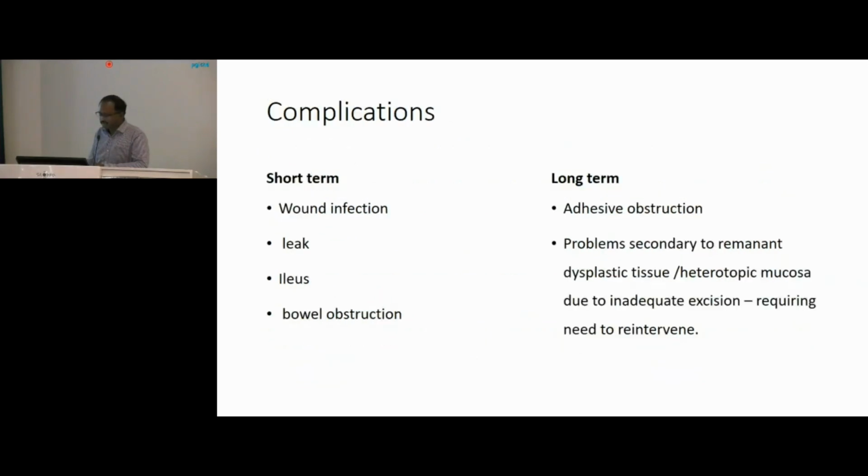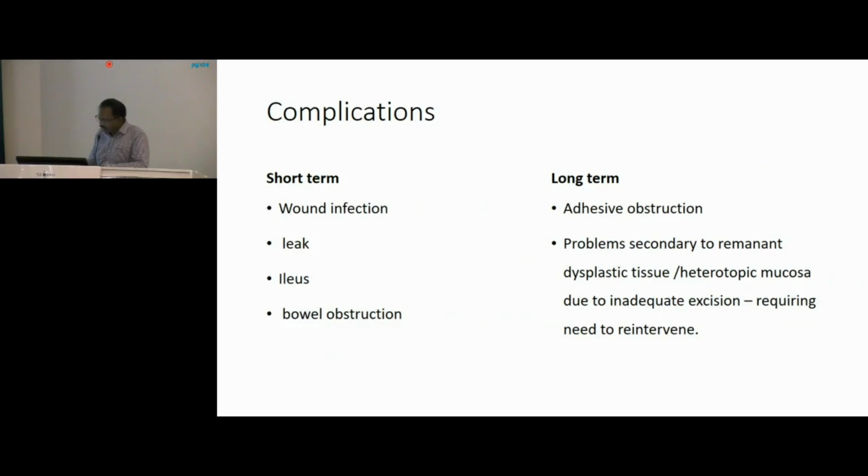Coming to the complications, they include short-term and long-term complications. Short-term complications, as we all know, include wound infection, especially in those operated in emergency with features of bowel gangrene, or an anastomotic leak which can lead to re-exploration. There can be prolonged ileus due to contamination or gangrenous bowel changes, and again there are chances of developing bowel obstruction postoperatively, occasionally requiring re-exploration.